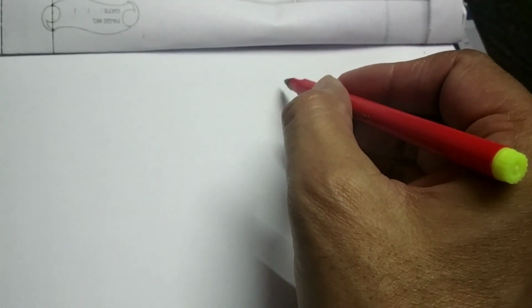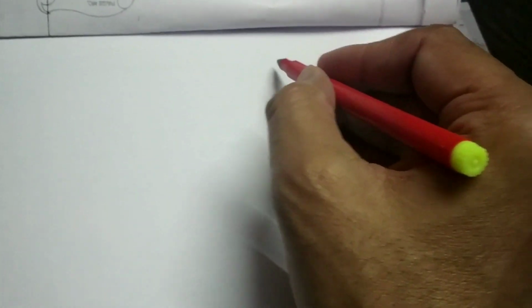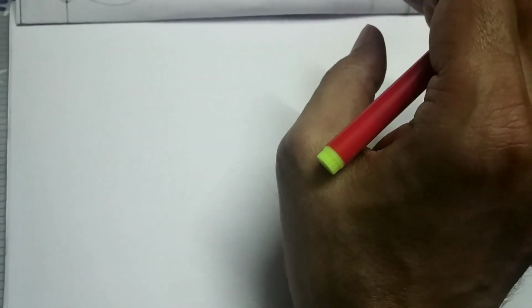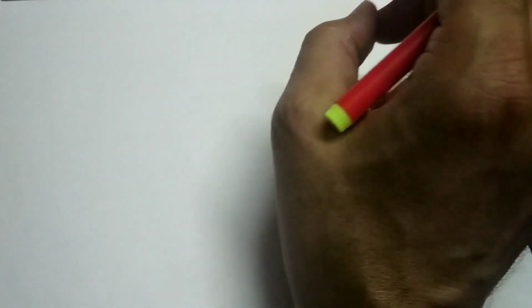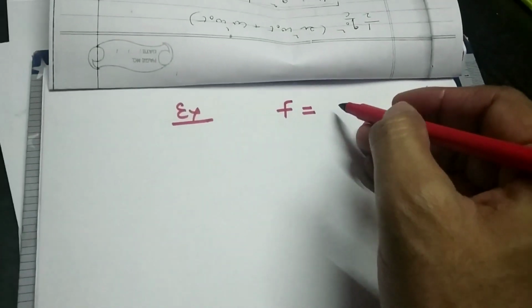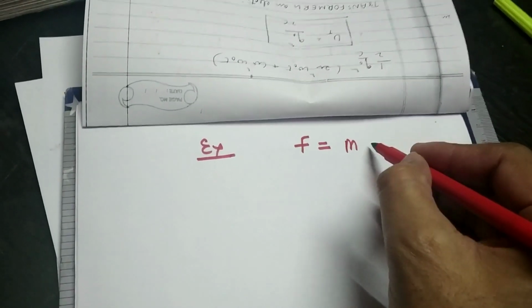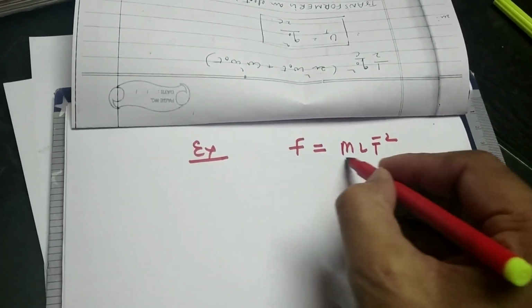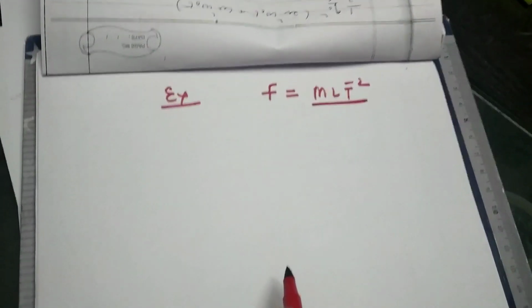The next step, suppose you want to convert the quantity force from MKS to CGS. First of all, whichever quantity you want to convert, you have to write the dimension formula of that quantity. You know that the dimension formula of force, for example, we are taking force, equals M L T minus 2. This is the dimension formula of force.